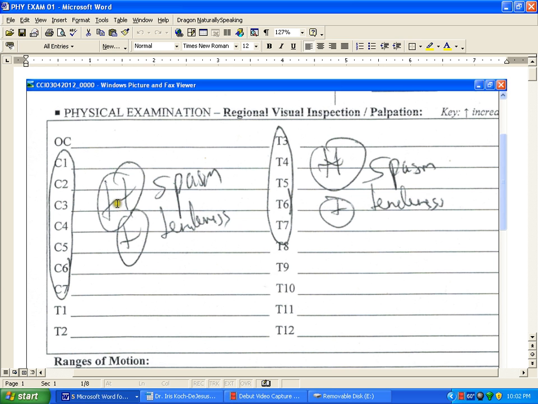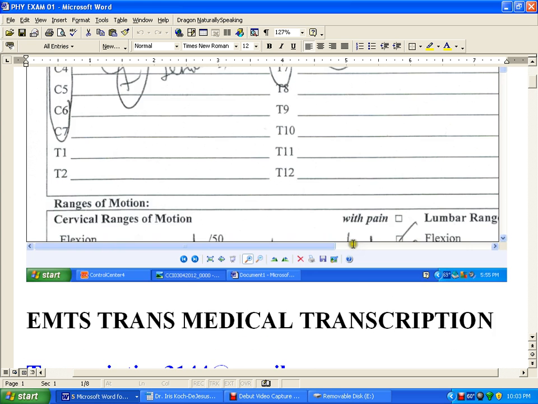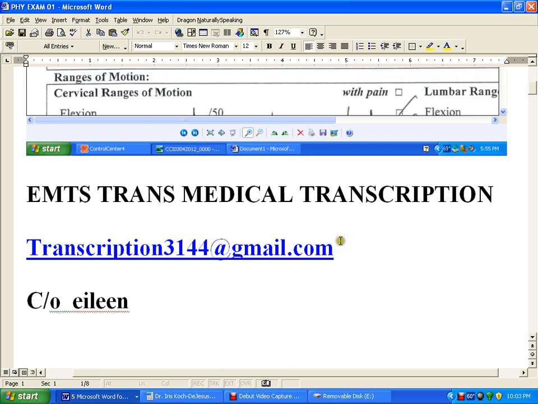There is moderate spasm and mild tenderness in the cervical region at C1-C7, period. There is moderate spasm and mild tenderness in the thoracic region at T3-T7. That covers everything. Keep that on the screen.